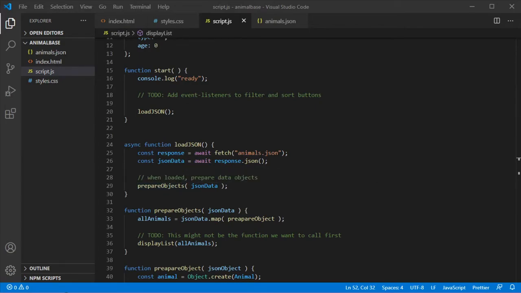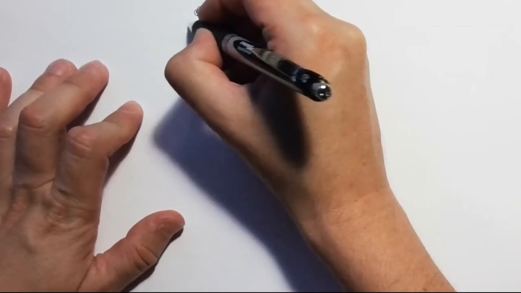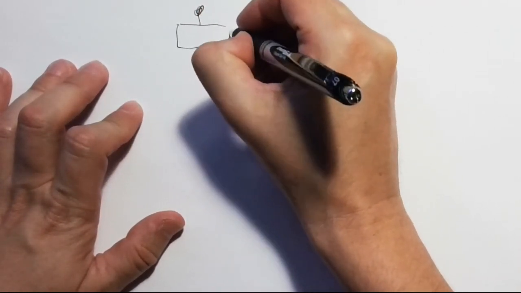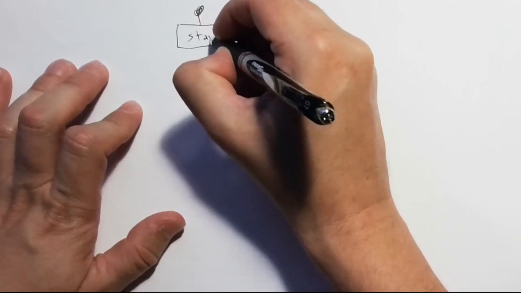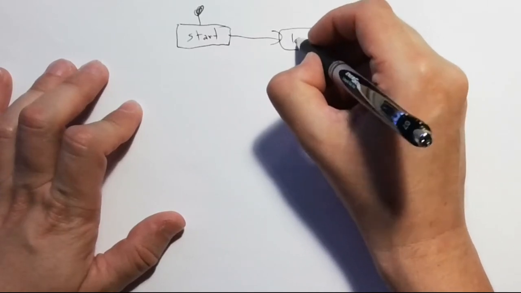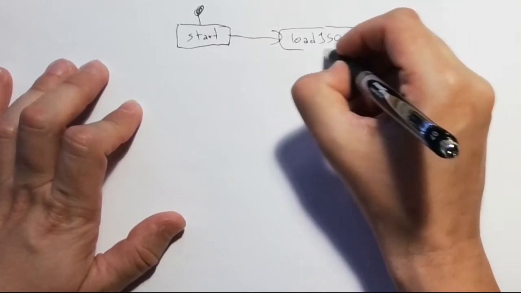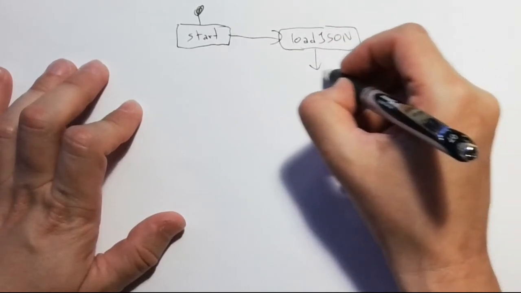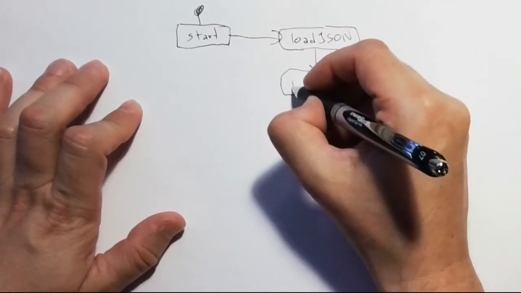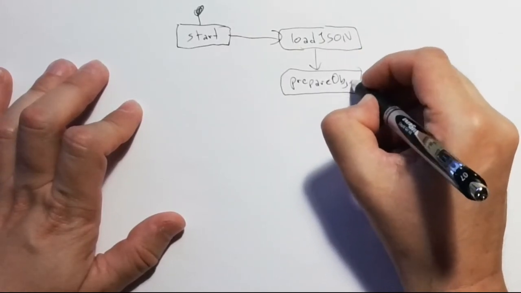So it begins here, calls the function start, and that calls the function load JSON, that called prepare objects.